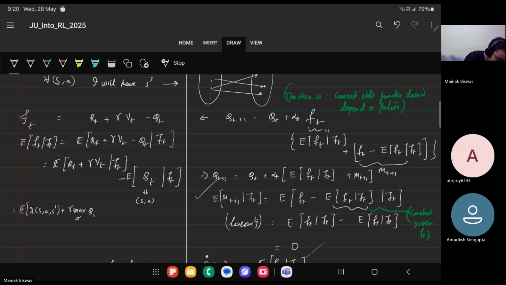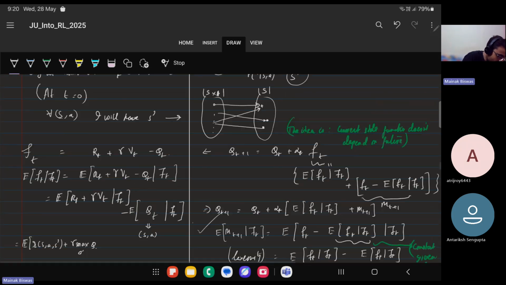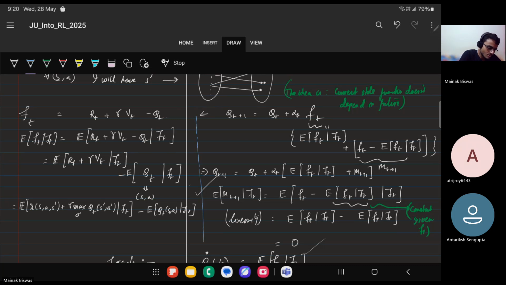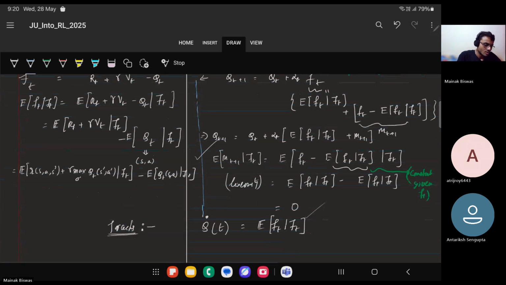Q. What was the operator? Qt, correct. Qt of S dash comma A dash given Ft minus the expected value of Qt of S comma A given Ft. Do you agree? This is fine. This step is correct.